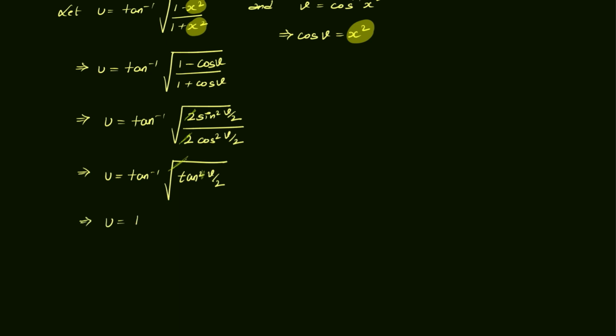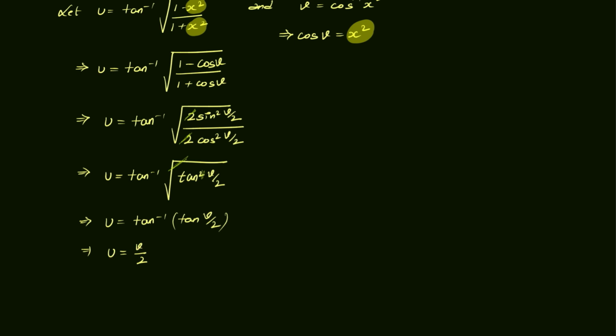So u equals tan inverse of tan v by 2, and hence u will be equal to tan inverse of tan x is x, hence it will be v by 2 only. So now since we got the relation between u and v, now let us differentiate both sides with respect to v directly, because now here u is a function of v.